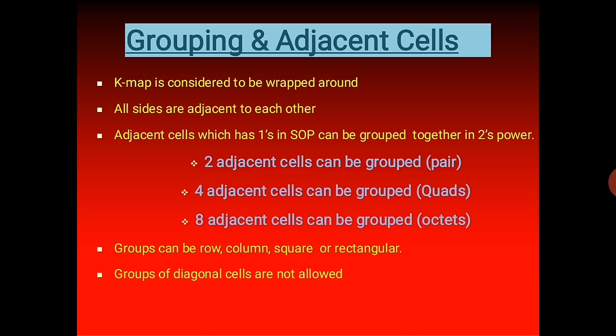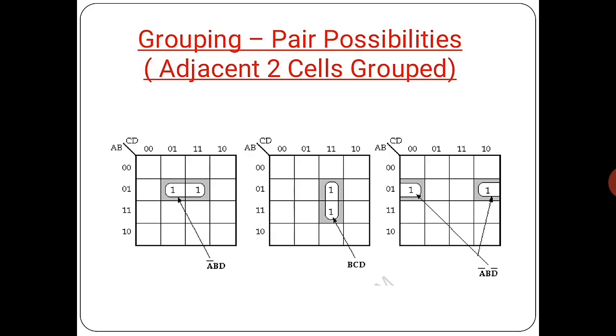So a group of diagonal cells is not allowed. So you can see this. So it is a possibility for the pair grouping. We are having the 16-cell Karnaugh map, which means we are having 6 possibilities.